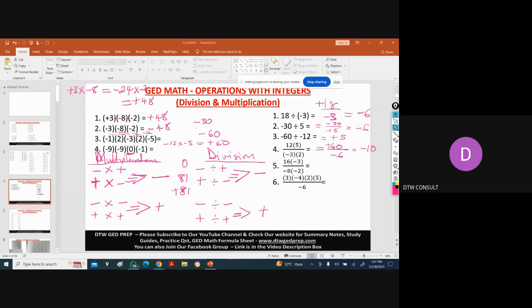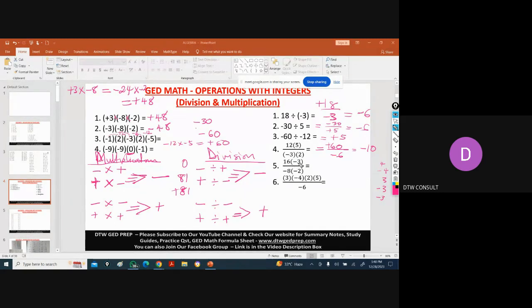Now, what is the answer to this? Okay, someone says 4. Any other person? Negative 4. Okay, another person says negative 4. Any other answer? Okay, someone says 3. Any other answer? Negative 3. Another person says minus 3. Any other answer? Negative 3. Okay, negative 3. Now, look at this.